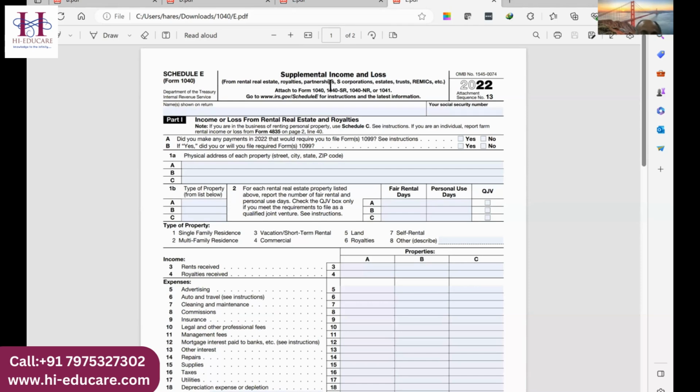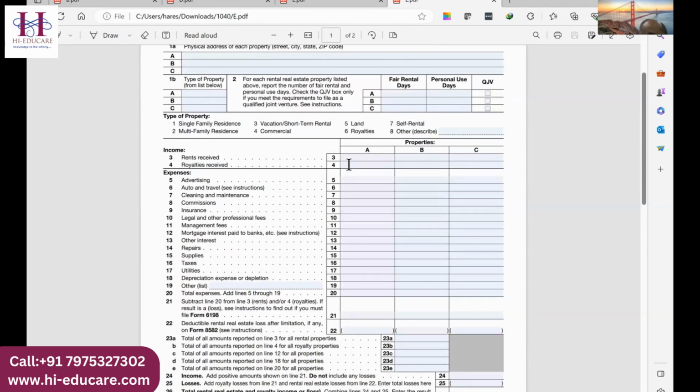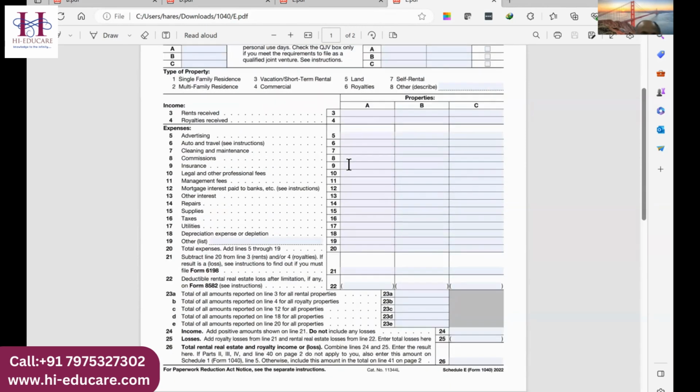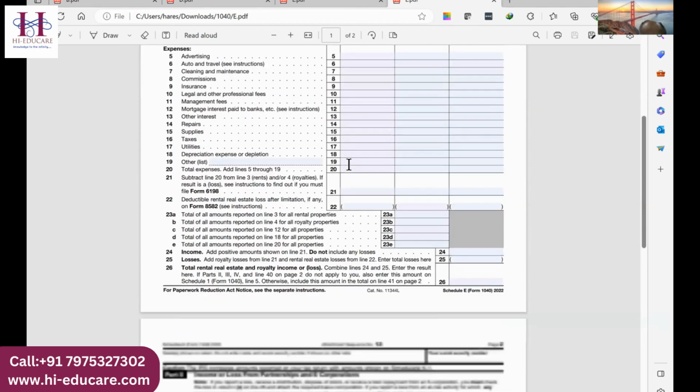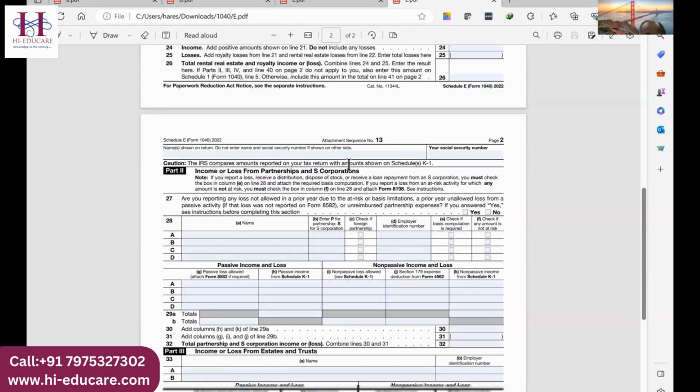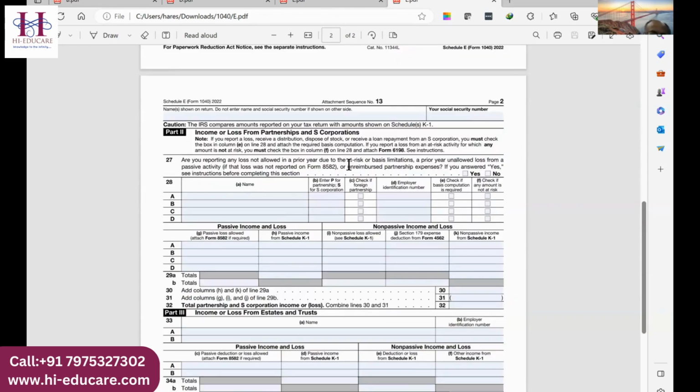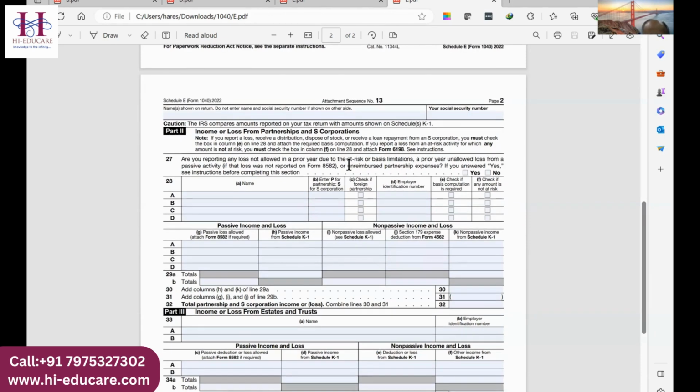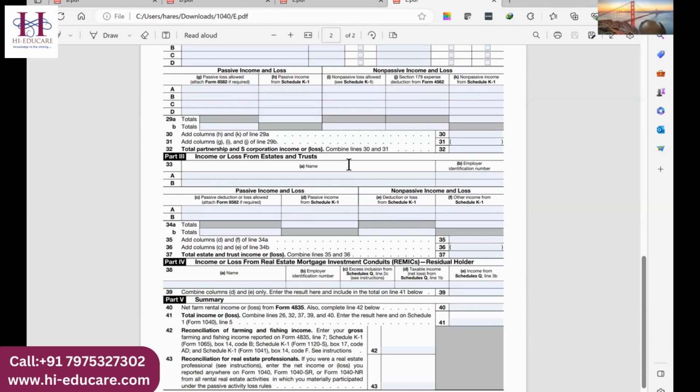You can see Schedule E, supplemental income and losses. If you see Schedule E, it is all passive income, right? Rent, royalties, and whatever expenses you are incurring to earn the rent and royalties are all displayed here. And then you have the income and losses from partnership and S corporation. You can see that Part 2 of the schedule, where you get the income and loss from partnership and S corporation, right? And Part 3 is basically income or loss from the estate and trust.